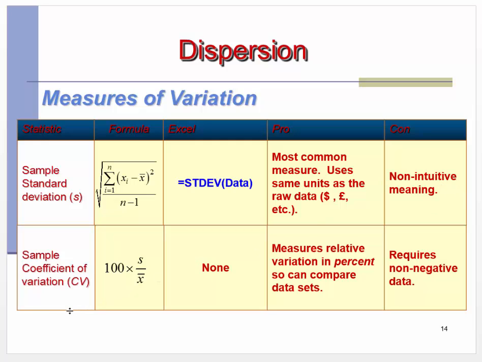Yet another measure of variation is the coefficient of variation, or CV. Now, CV is not the curriculum vitae, right? Not your resume. It's the coefficient of variation. It's defined by S, the standard deviation, divided by the mean, times 100. It measures relative variation in percent, so you can compare data sets.